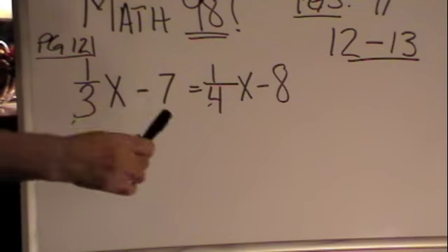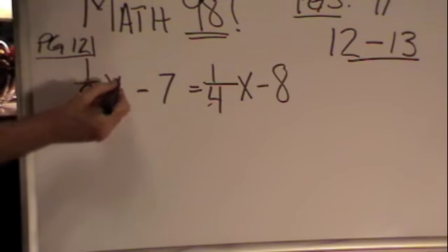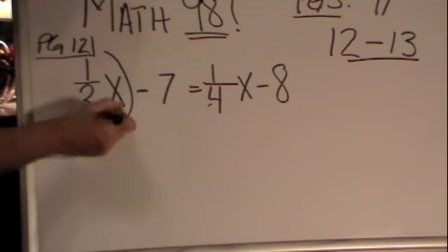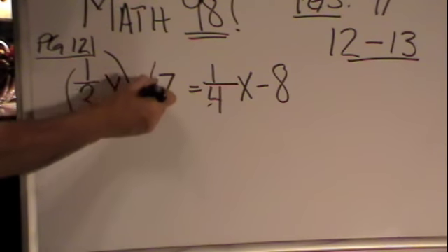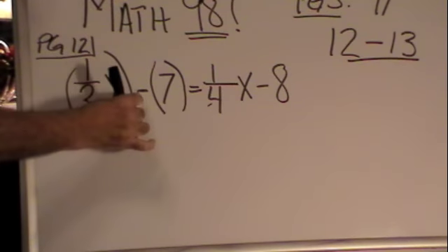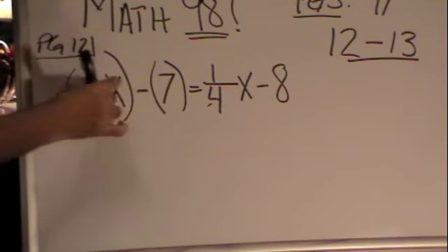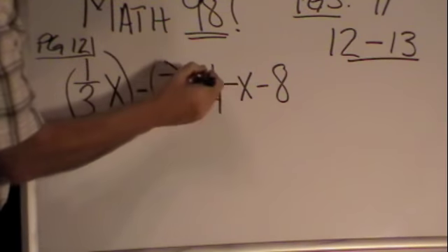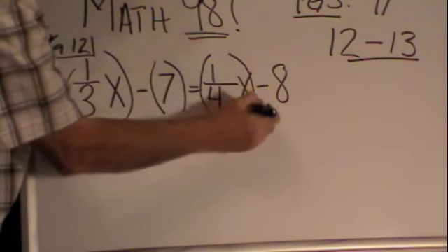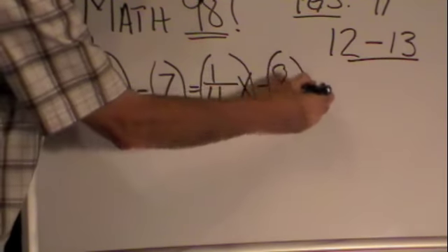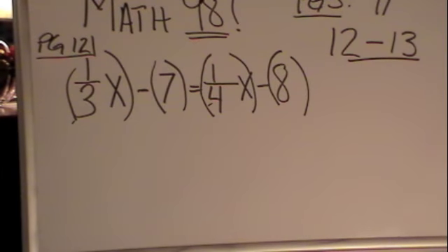Step one. When you see this like this, what do you do? Look at your book. It says do this. Make every piece, these are all terms. See those plus and minus signs in between? Those are separate pieces. Set them apart with parentheses like that. Got it? Good. Love it.